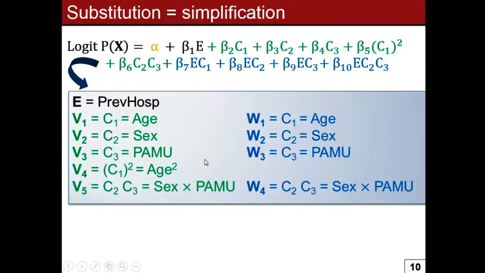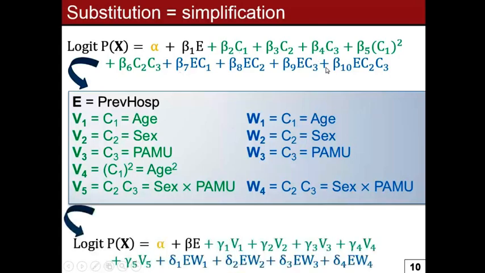So we're substituting here by color, and here we can rewrite this model as the thing on the bottom. When we write it as the thing on the bottom, it becomes a whole lot easier to read. So we have alpha plus beta times exposure plus all these gamma terms times V variables, which are the confounding control variables. And then we have 4 delta terms, which are what we're going to call the betas for the effect modifiers, times E times W1, E times W2, 3, and 4.